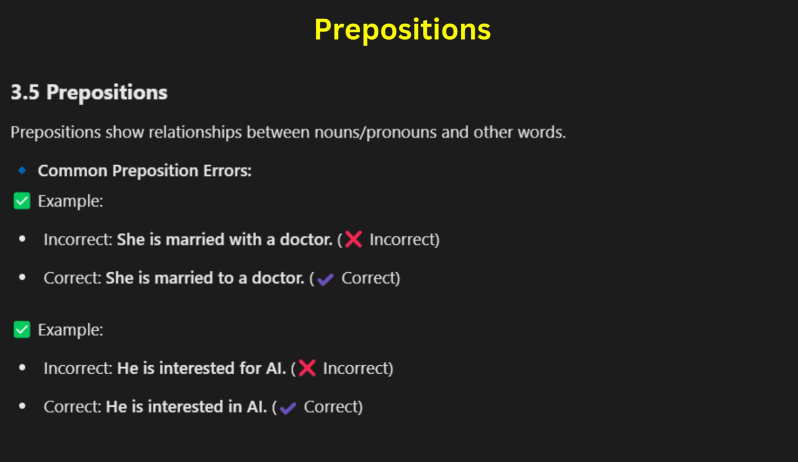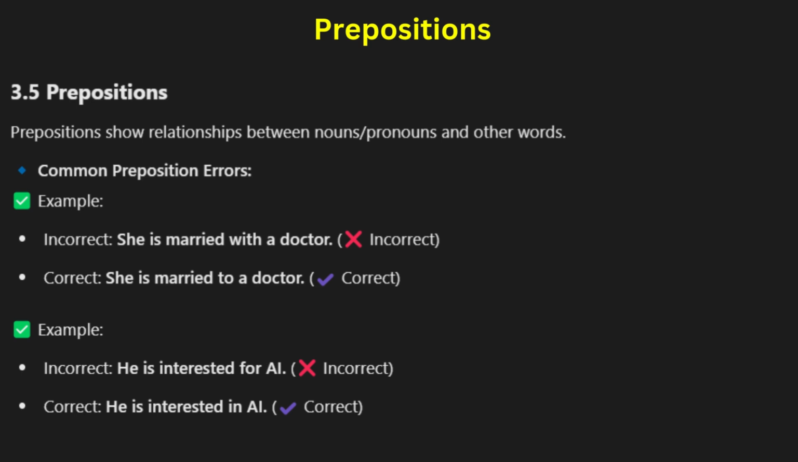So now prepositions. Prepositions like in, on, at, by, with, etc. show the relationships between the words and are often misused. Means "I am interested on AI". It is incorrect. It should be "I am interested in AI". Similarly, "she is married with a doctor" is also incorrect. It should be "she is married to a doctor".